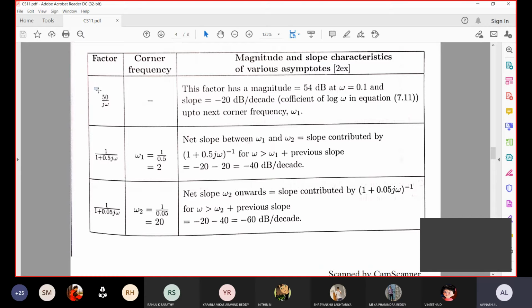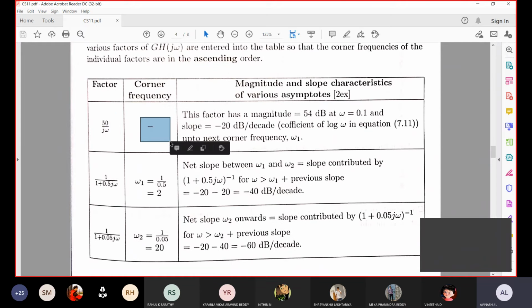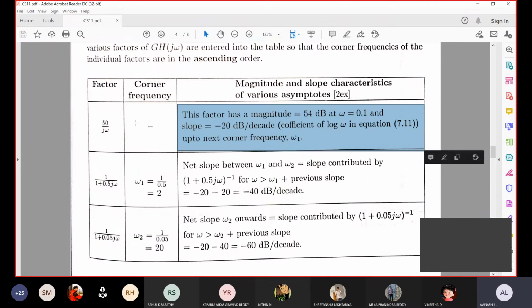So what is the first factor? The first factor is 50 divided by j omega. For the first factor, there is no corner frequency, as I told you, because it's the initial factor. There is no corner for it, so it will be dashed. We understand that the factor has a magnitude of 54 dB at omega equal to 0.1 and slope equal to minus 20 dB per decade. Why does minus 20 dB per decade come? Because there is only one pole at the origin, and one pole contributes minus 20 dB as a slope. That is why we have taken minus 20 dB per decade.